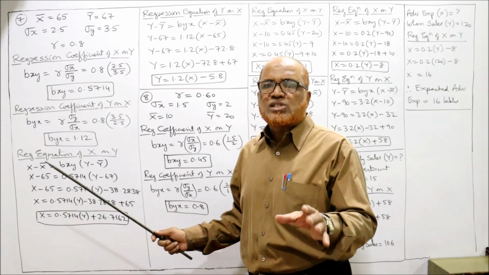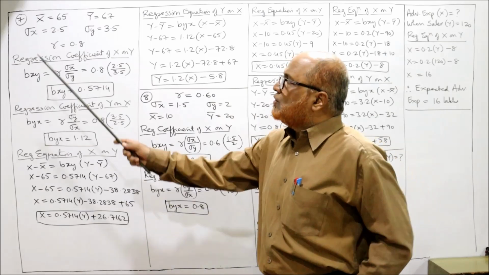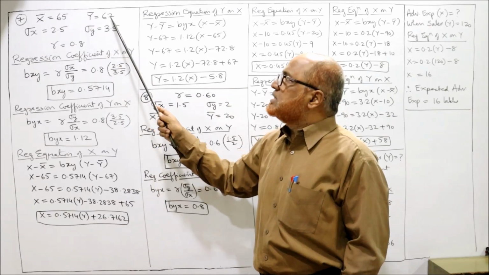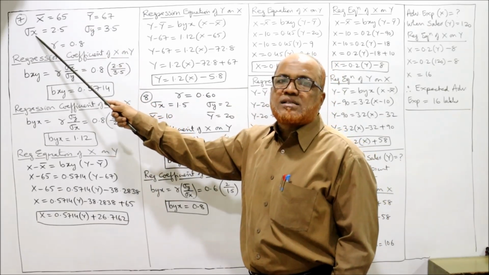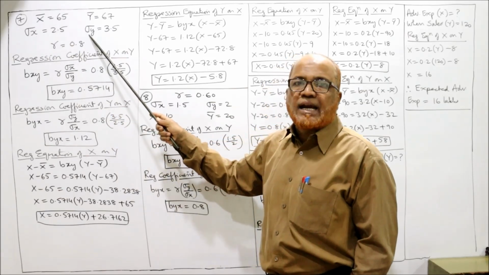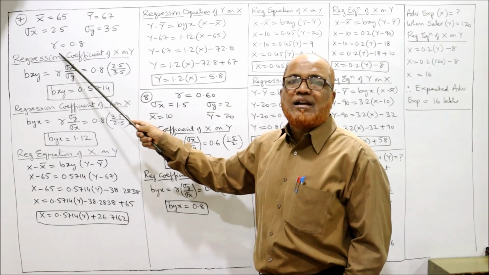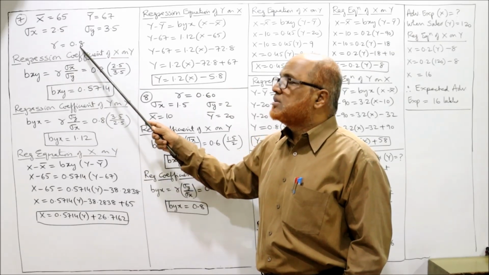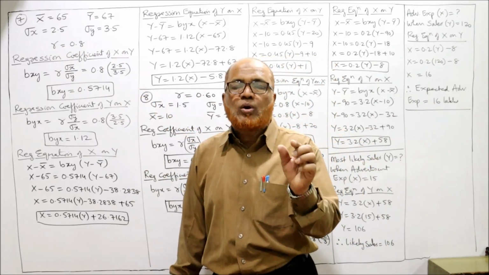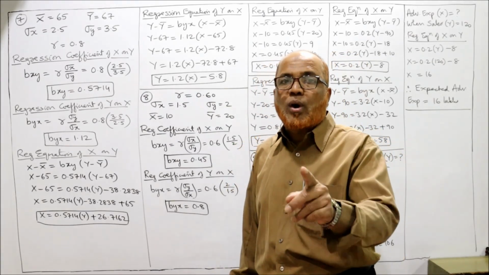First, we put the data in notational form. In the problem, it is given mean of x and mean of y. So we are writing x bar, the mean of x, 65. Y bar, mean of y, 67. And sigma x is the standard deviation of x variable, 2.5. Sigma y, standard deviation of y variable, 3.5. R is the standard symbol for correlation coefficient, 0.8. This is the data given. From this data, we have to make the regression equations. But before calculating regression equations, we have to calculate regression coefficients.